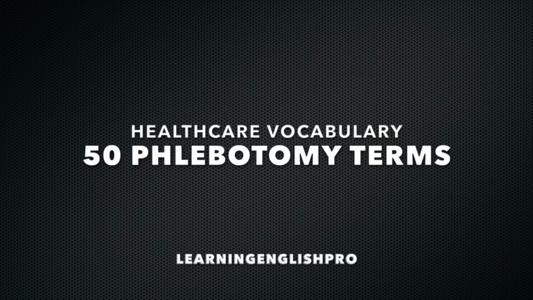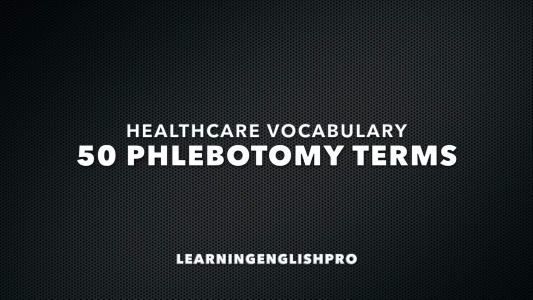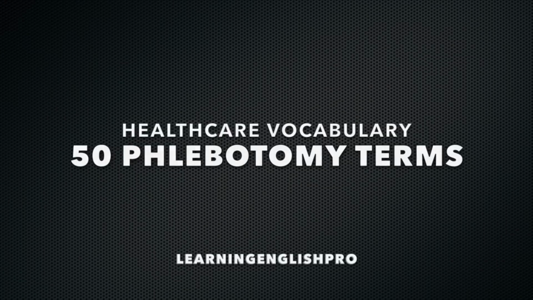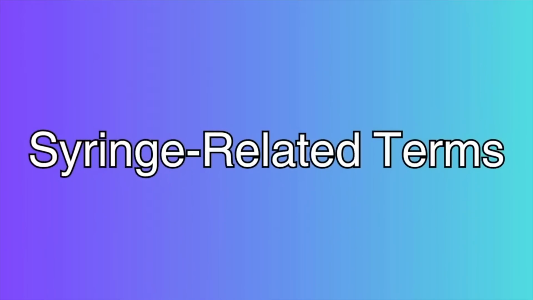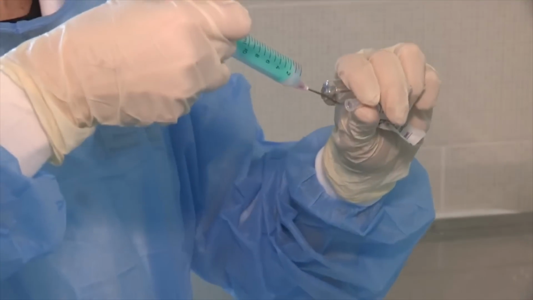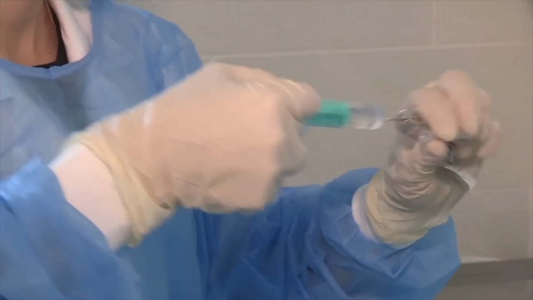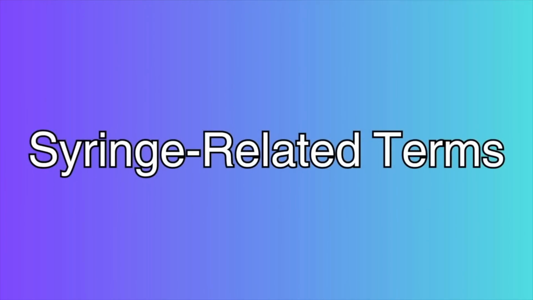Alright, let's get started with 50 essential phlebotomy terms for healthcare professionals. To start, let's cover some essential syringe-related terms. These are tools used in injections, blood draws, and sample collection. Understanding their names and functions will help you communicate clearly in a medical setting.